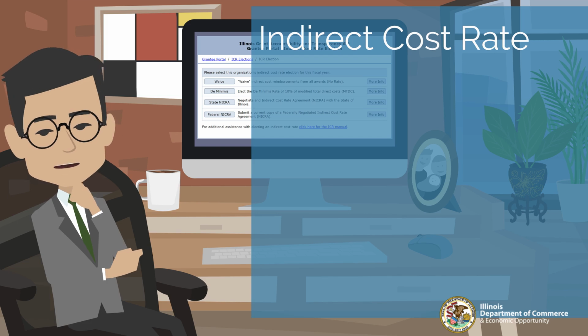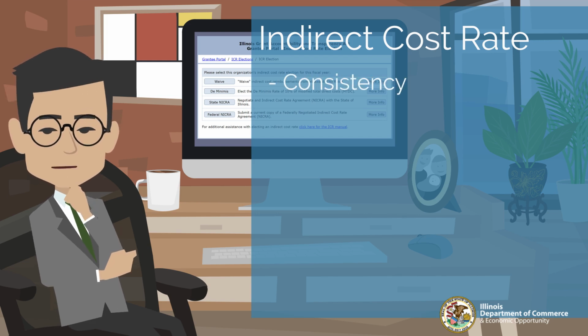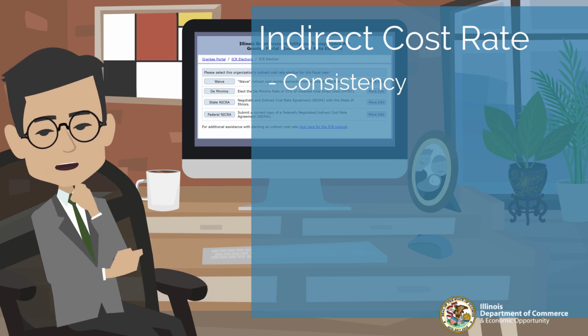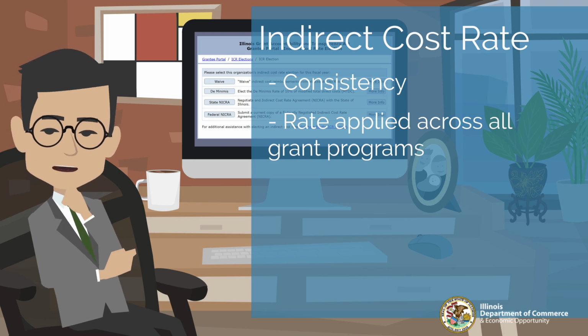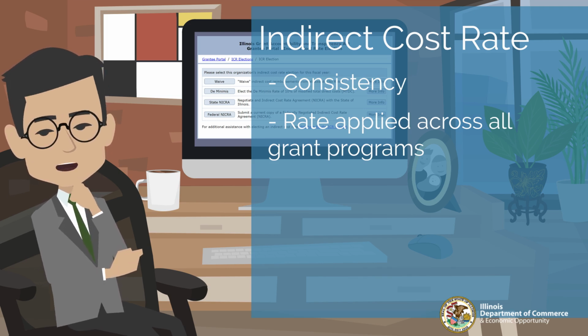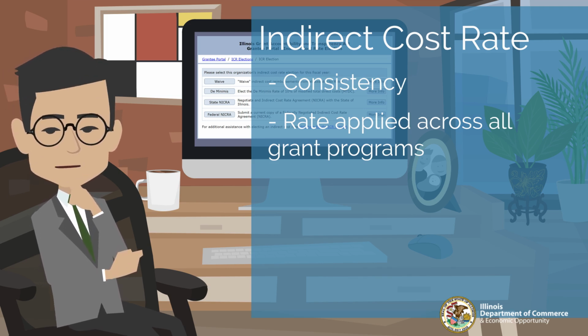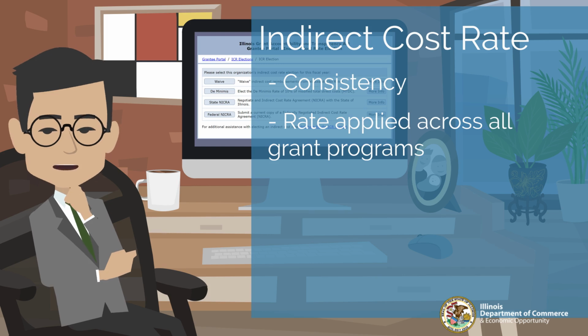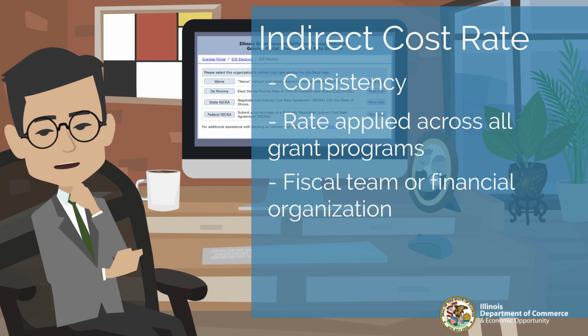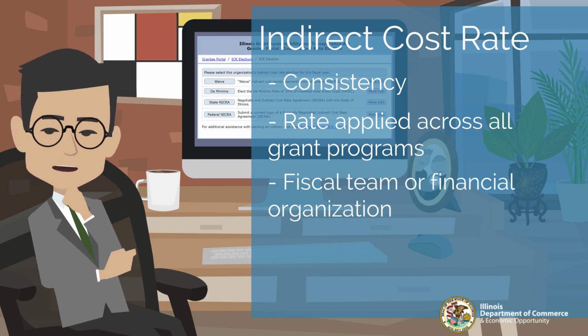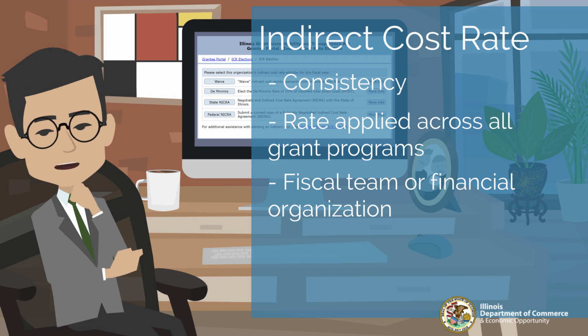The key to indirect cost rates is consistency. Once you select a rate in the system, you must utilize that rate for all grants unless there is a program-specific rate, a program doesn't allow indirect costs, or you choose to waive indirect reimbursement for a particular grant program. It is recommended that the indirect cost rate election be performed by your organization's fiscal team or by outsourcing the process to a financial organization. This helps to ensure that all costs have been considered and the correct rate is elected.